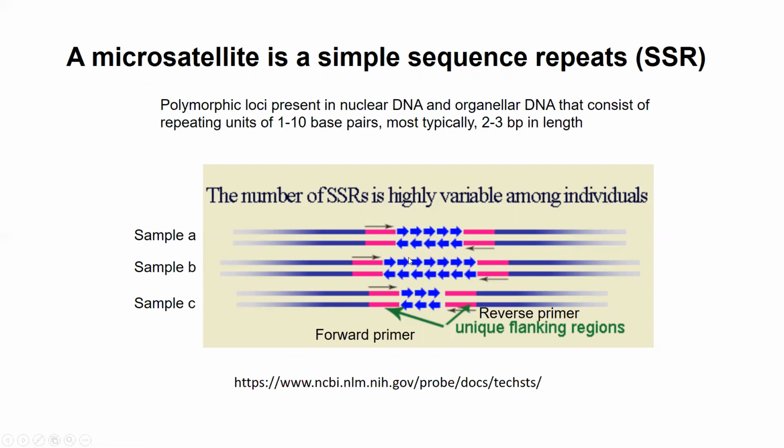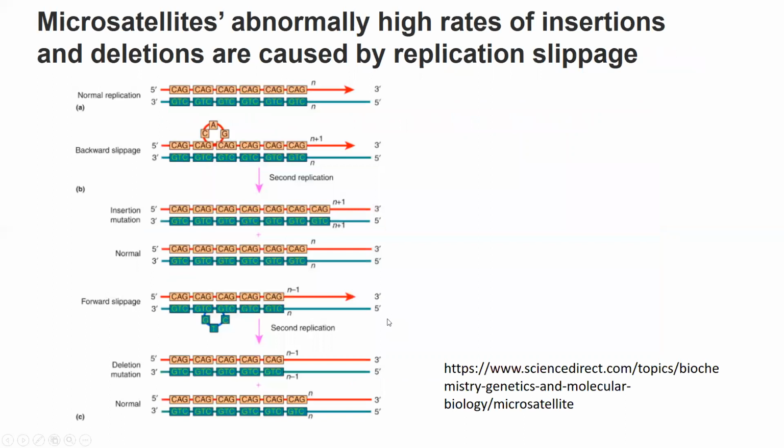And because of the different number of repeats among different samples, if you use PCR to amplify this region, you'll see different sizes of that PCR product. So that's one microsatellite sequence here.